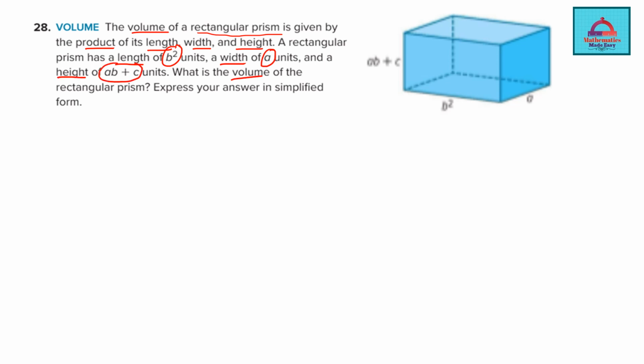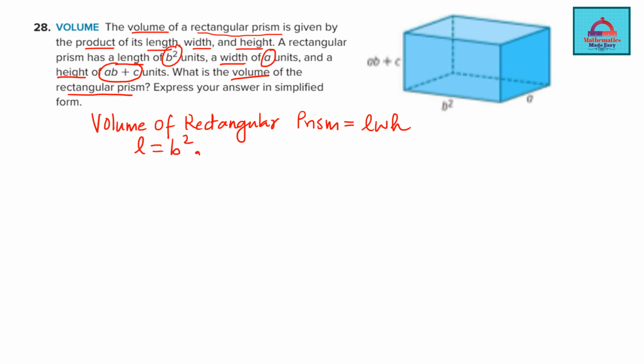If we want the volume of this rectangular prism, we have to multiply all three of them. So volume of a rectangular prism is length multiplied by width multiplied by height. Now the length is b squared, the width is a, and the height is ab plus c. So let's multiply all of them together to get the volume, which is V. So b squared times a times (ab plus c).